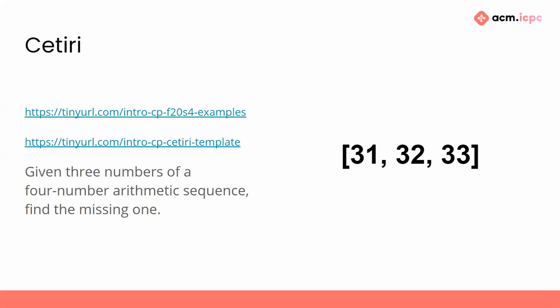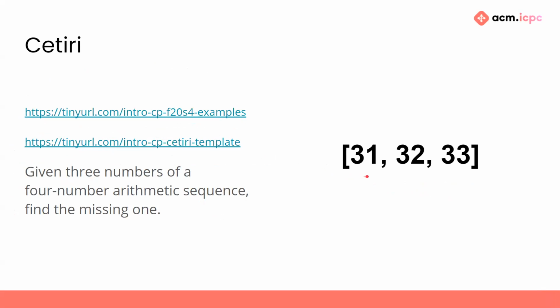And then let's take a look at example 1. It's called Satiri. The link is this one, and the second link is the input-output template for this problem. This problem is very simple. The summary of the problem is here: given three numbers of a four-number arithmetic sequence, find the missing one. Let's take a look at the example on the right, and then I'll give you five minutes to approach this problem.